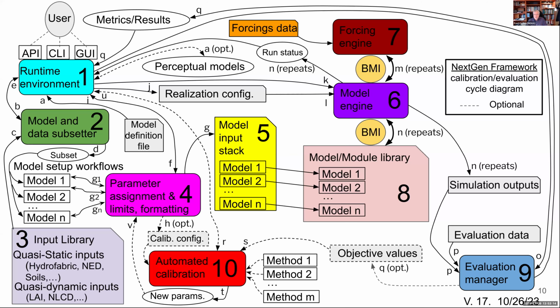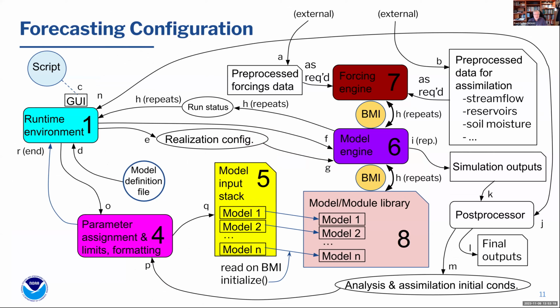I'll go to one more slide here that shows an operational configuration of the forecasting configuration of those same components. This is inside baseball for weather service, but if we're running a national water model using the NextGen framework, this is kind of what it would look like. We've already estimated parameters, so we don't need the calibration components, and we don't need the evaluation components at this point. There would be a script that through a GUI launches the runtime environment.